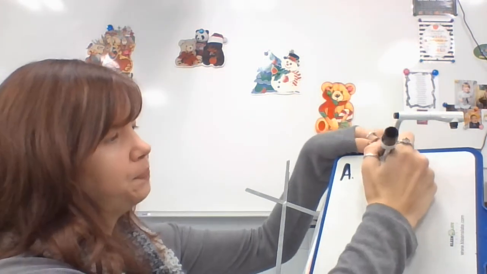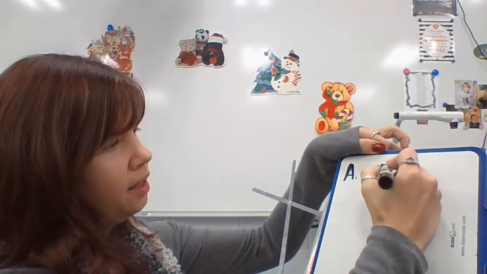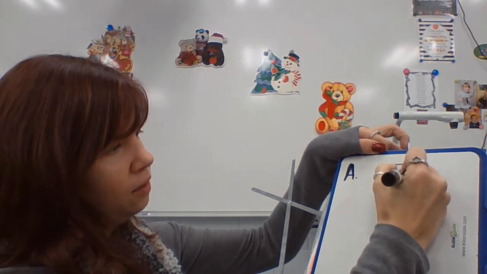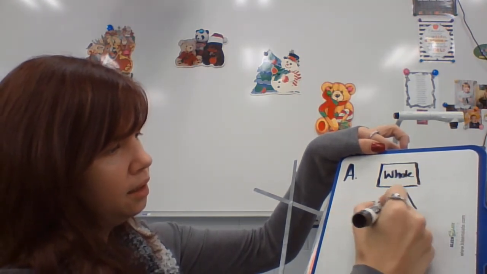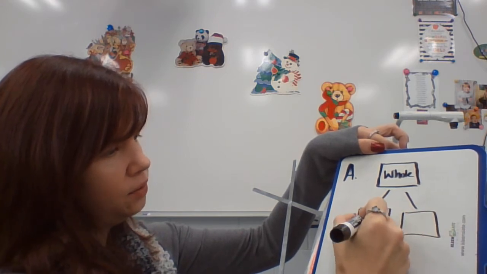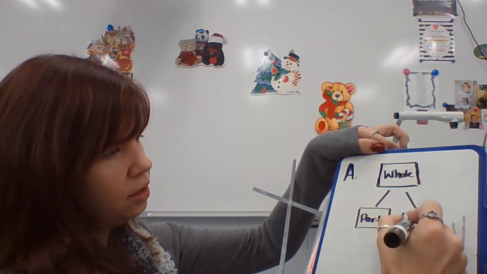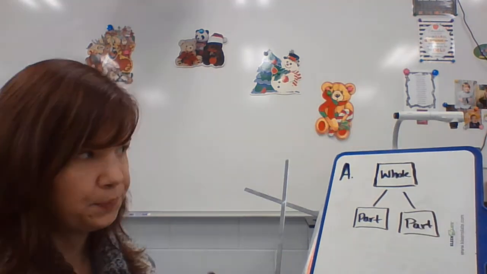All right. So whenever you have missing addends, you have your answer or the whole, and then you have your two parts that add up to get that. So you have your part and your part. So a whole, part, part.